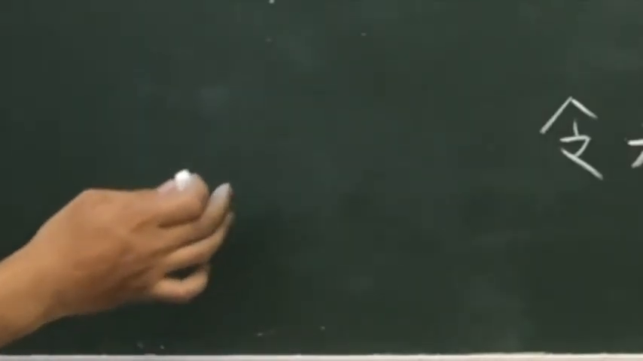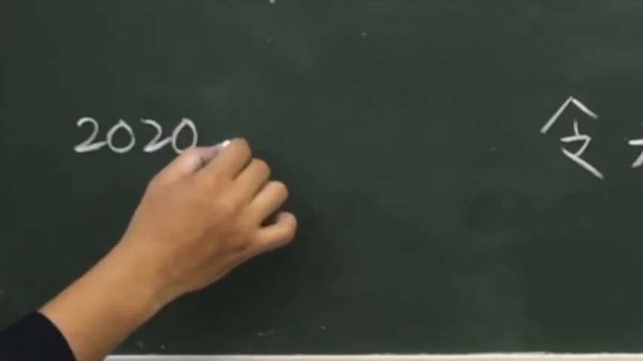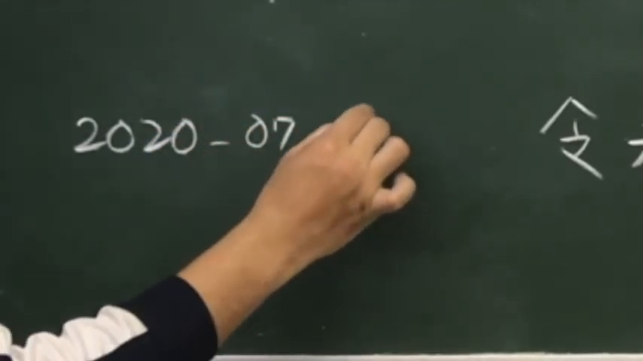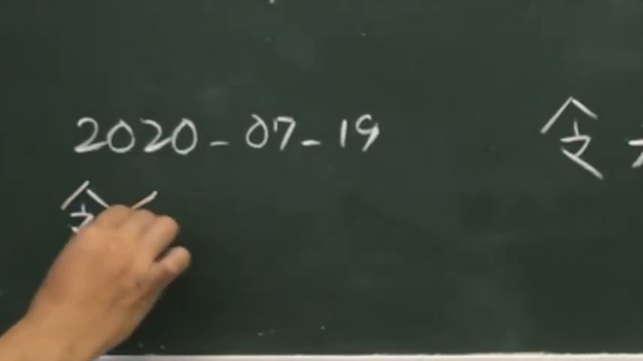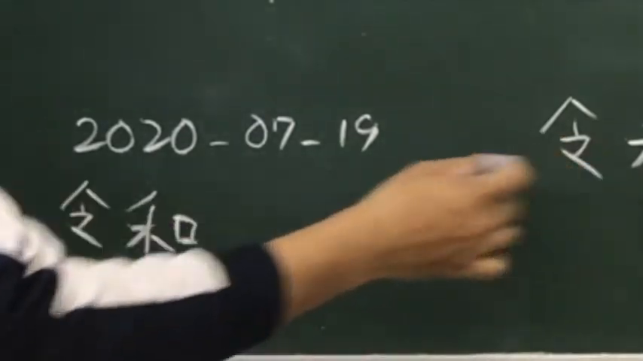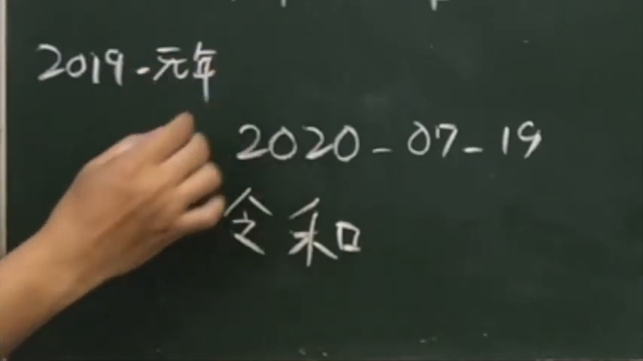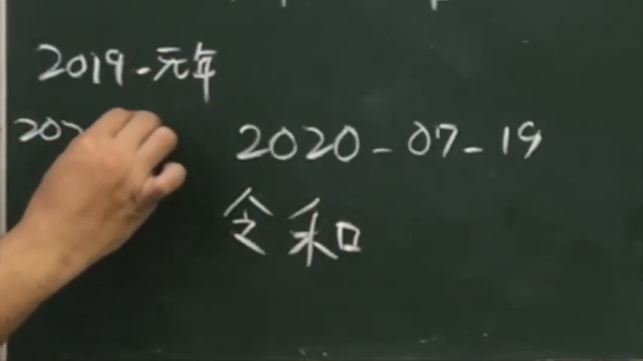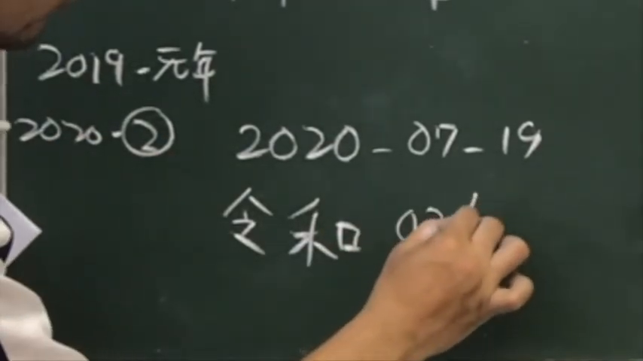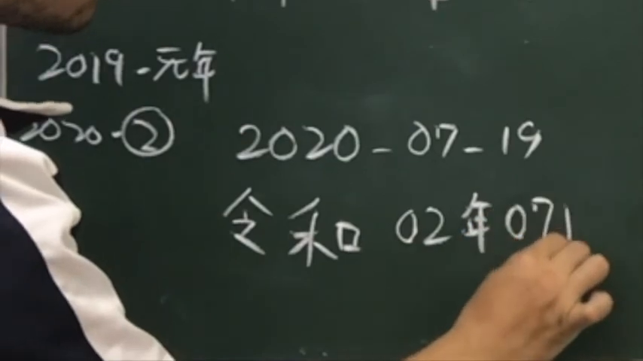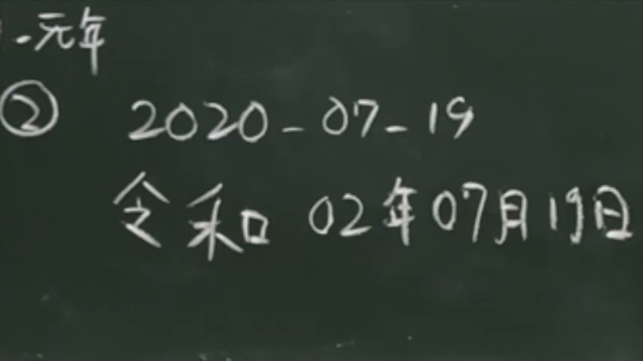And likewise in this case, today's date is 2020 and today is July 19, so it would be Reiwa. I told you before also, the first year would be Gannen. After that, the second year would be called number 2. So 2. So Shichigatsu. In this way you write the dates.